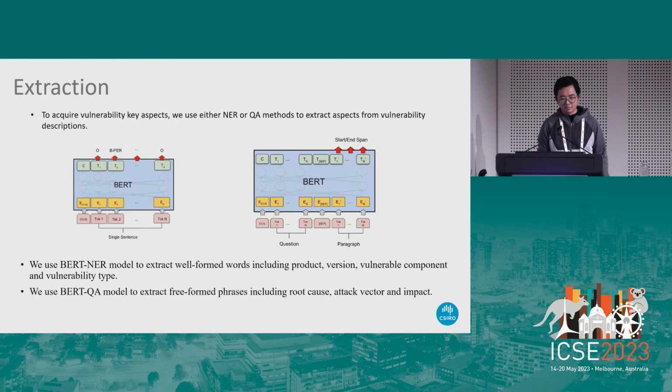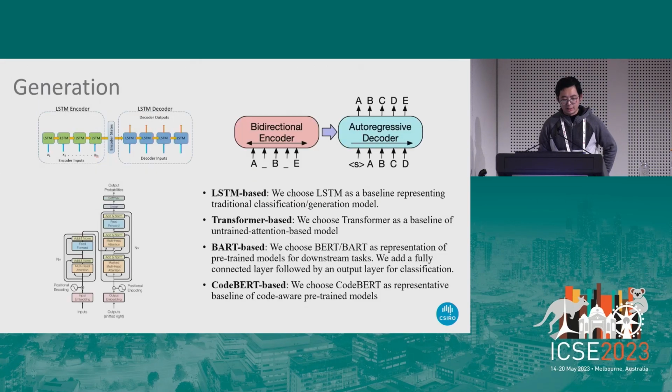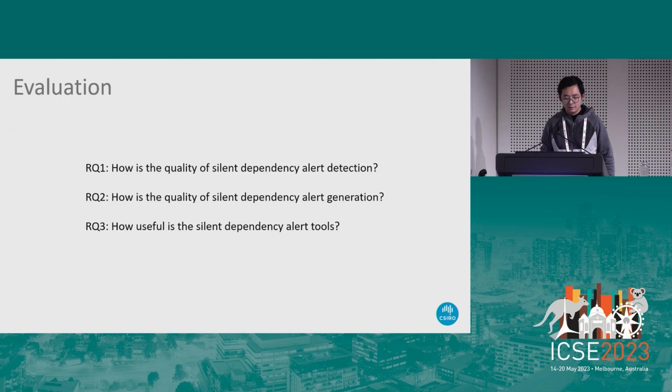We use a BERT-based model with named entity recognition to extract well-formed words, including product, version, vulnerable components, and the vulnerability type, and use a question-answering model to extract free-form phrases like the root cause, attack vector, and the impact. We use encoder-decoder models to generate the explanation, and for the classification, we just add a softmax layer to the encoders. To evaluate the work, we propose these questions: evaluate the effectiveness of the classifier, the generator, and the usefulness.